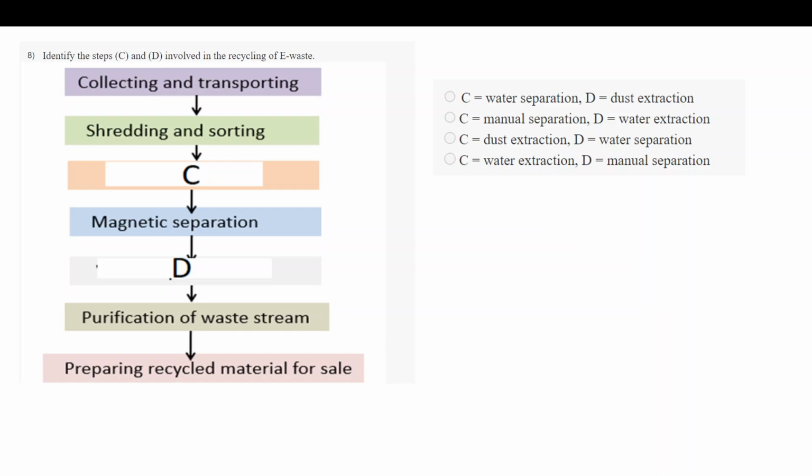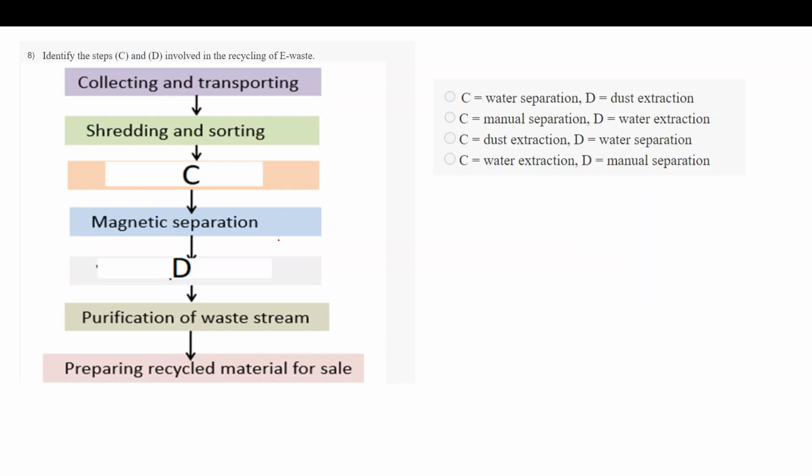Next question is identify the steps C and D involved in the recycling of e-waste. So first it is collected and transported. Then to manage it, it is shredded and sorted. So next is the dust extraction, right? Whatever dust is present is extracted. So C is dust extraction.